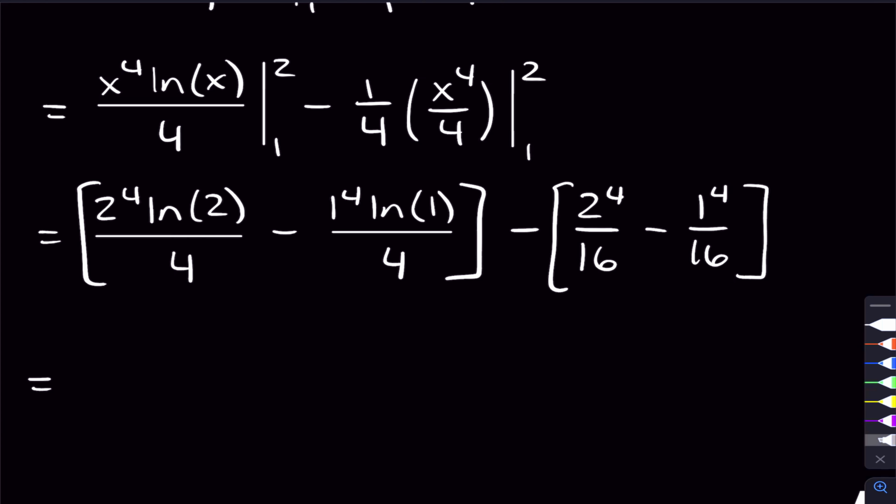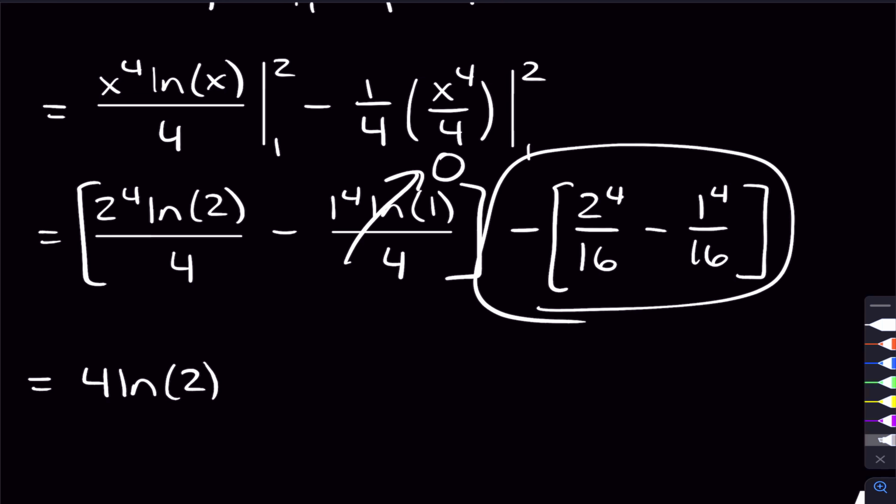Now, continuing on here, 2 to the 4th power, that is 16. And 16 divided by 4 is 4. So we end up with 4 times natural log of 2. And then we have minus, well, that looks disgusting. Let me fix that. There we go. We have minus, you see this natural log of 1 here? Natural log of 1 is 0. So this entire second term is 0. So we don't have to worry about that at all.